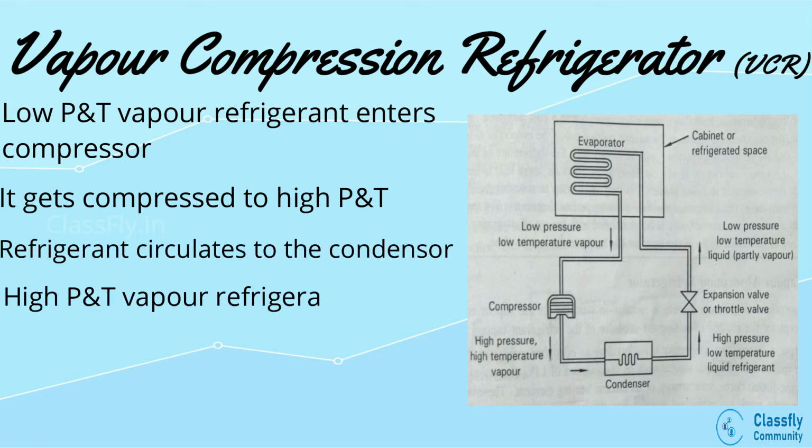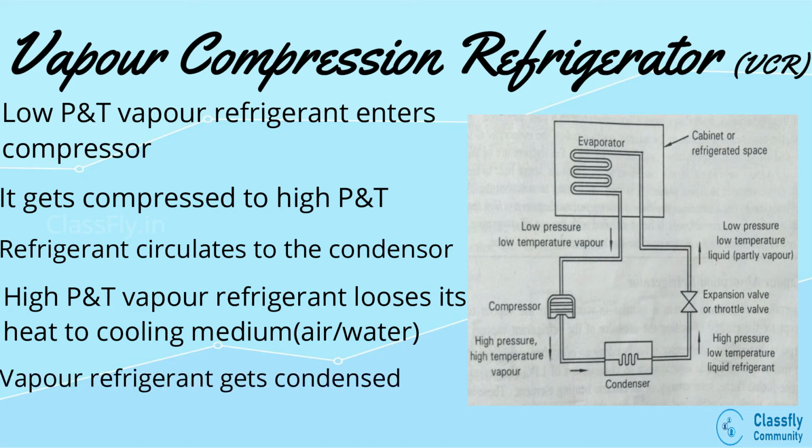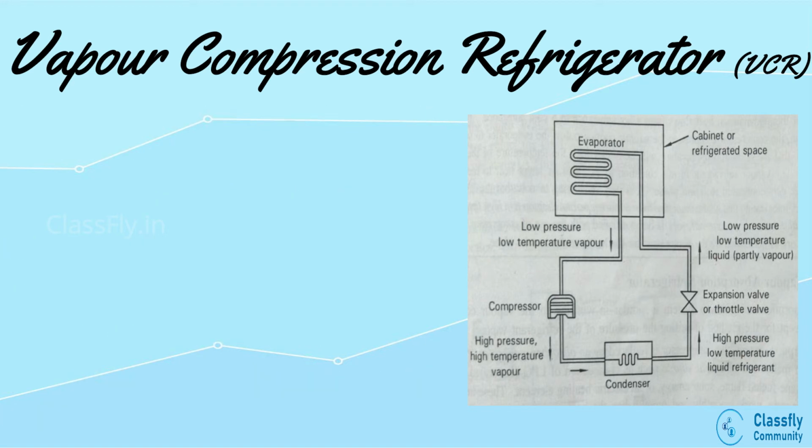When this high temperature and high pressure refrigerant flows through the condenser, it will give away its latent heat to the cooling medium. This cooling medium can either be air or water which is flowing around the condenser coils. Hence, by doing so, the vapor refrigerant will get condensed to the liquid state. Here, the temperature of the refrigerant will decrease, but the pressure will remain constant.